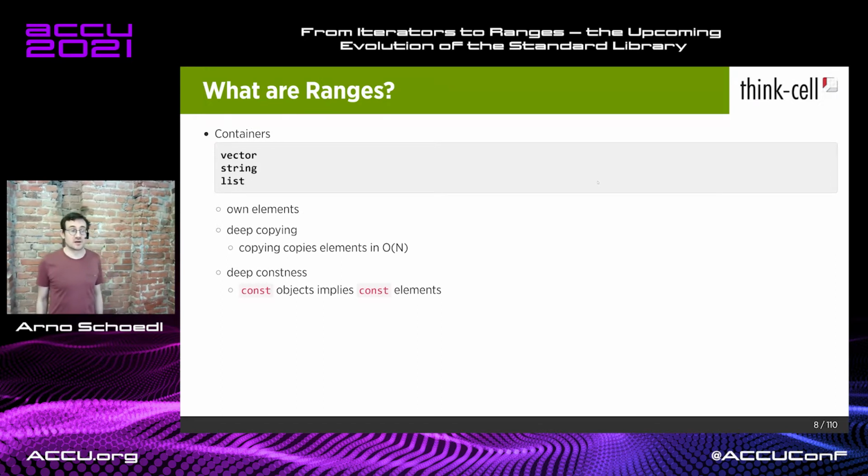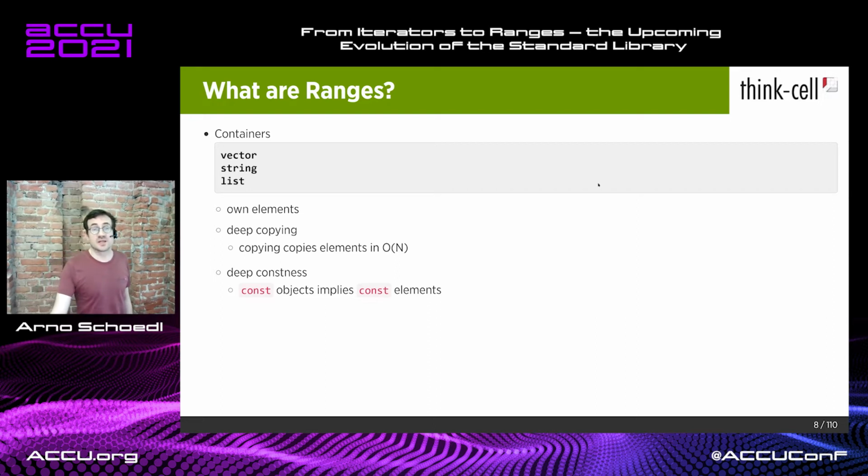Okay, what are ranges? Well, ranges are, first of all, these containers that we know and love: vector, string, list. They all own their elements. They all have deep copying, so if you copy them, then all the elements are copied as well. And they usually have deep constness. So if the container is a const object, then you can't mutate any of the elements.